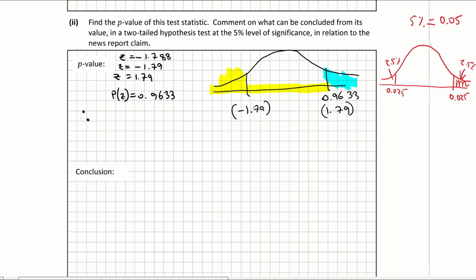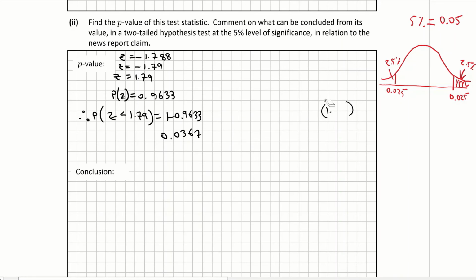So therefore, the probability of my z being less than negative 1.79 is equal to 1 subtract 0.9633, which is 0.0367. Let's just rub this out, because that was just our rough sketch. So what does that mean? Now I just need to multiply that by 2, because it occurs at both ends of my bell curve.